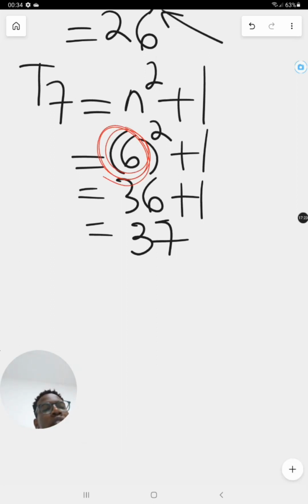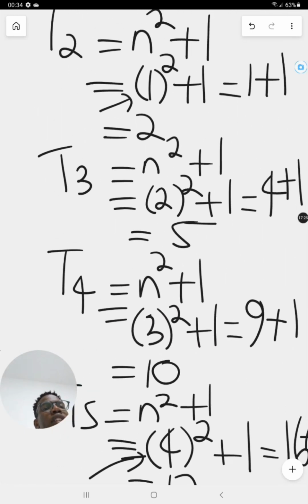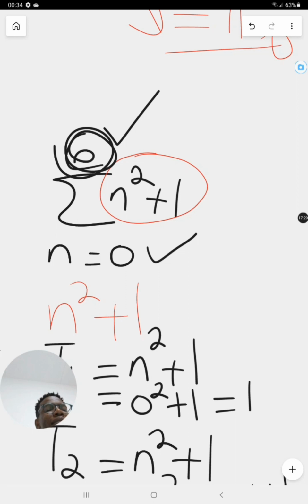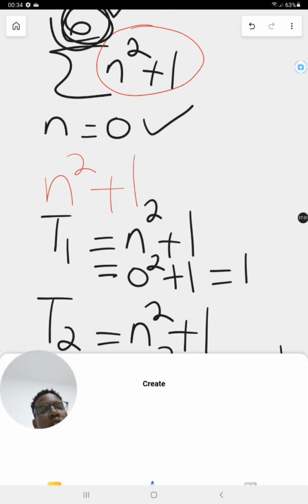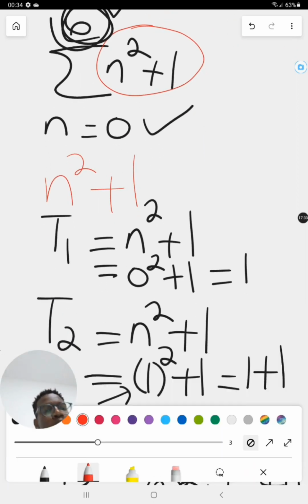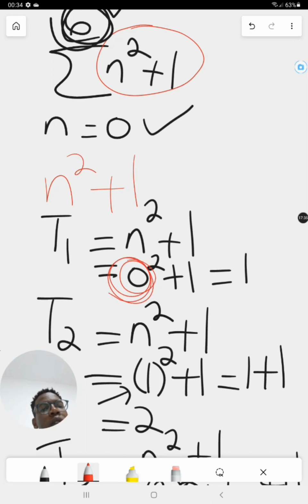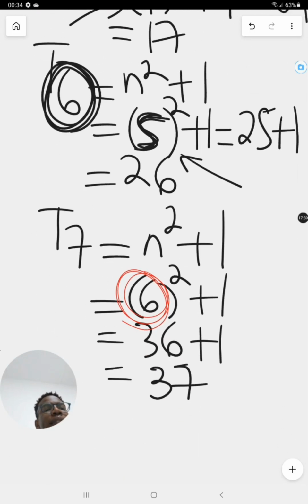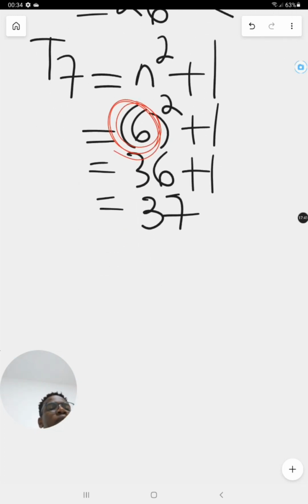Why is it important that we stop at n is equal to 6? Well, because the value at the top there is 6. We started with n is equal to 0, and we stop with n is equal to 6.